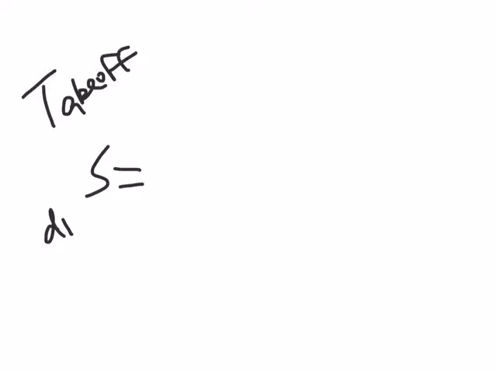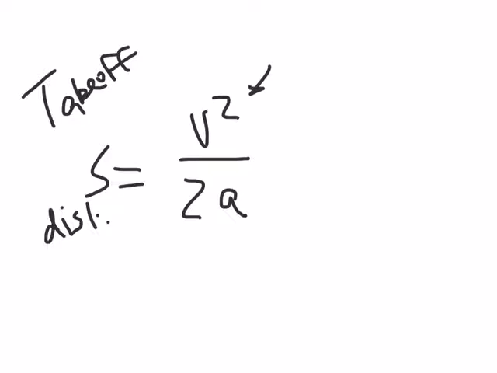Okay, if we look at takeoff performance, we can say a distance, and they're going to call it S, but it stands for distance, is equal to velocity squared divided by 2 times the acceleration. So this is not in knots, this is in feet per second, and this acceleration is in feet per second squared. So if you took those, you'd be able to find the distance that you need for takeoff.